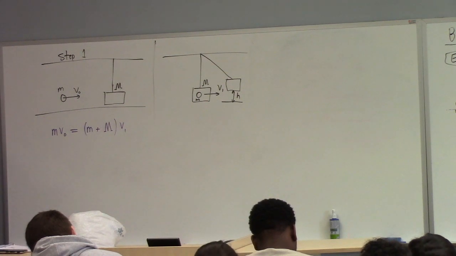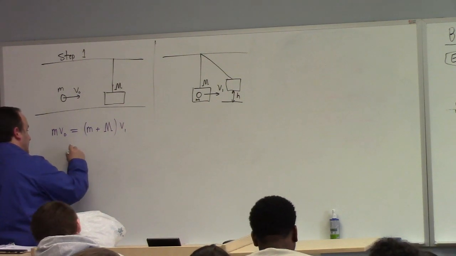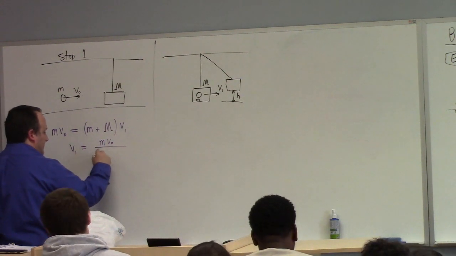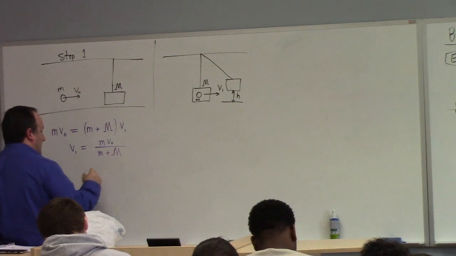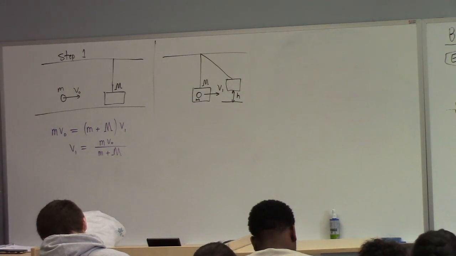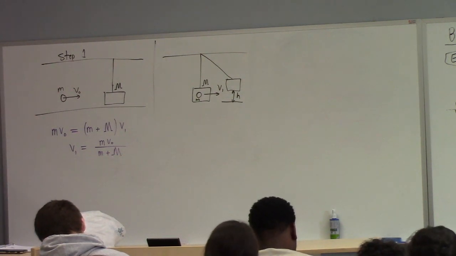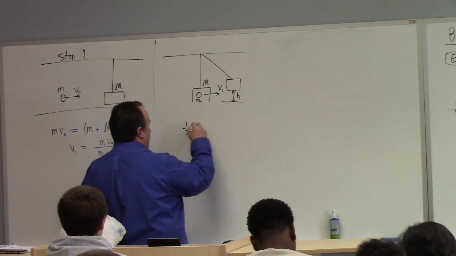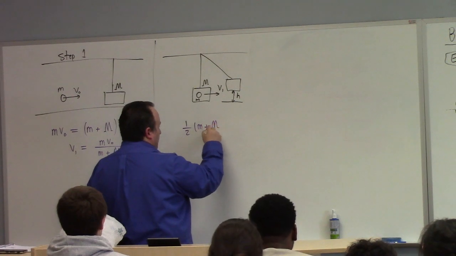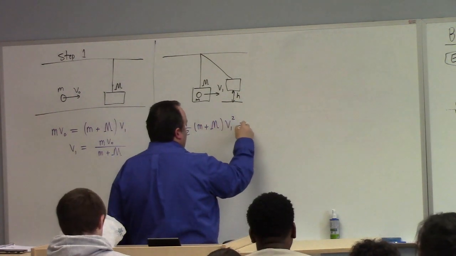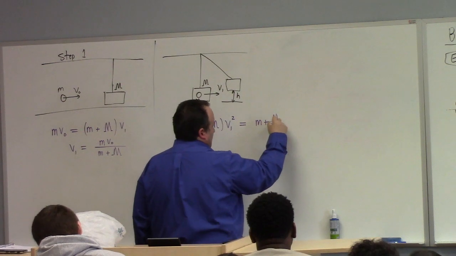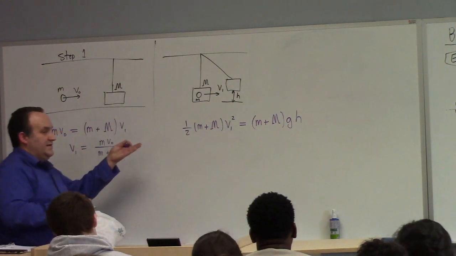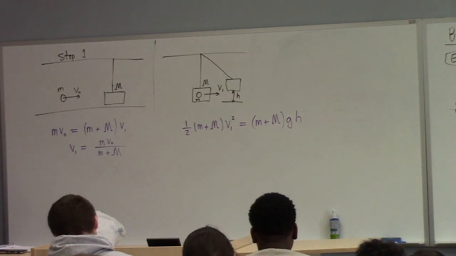So the initial velocity after the bullet impacts is given by MV naught divided by big M plus little m. All right, so there you go. That's the velocity right after the bullet embeds in the mass. And then I have 1/2 (little m plus big M) V1 squared equal to (little m plus big M) GH, because energy is conserved in the upswing after the bullet impacts.